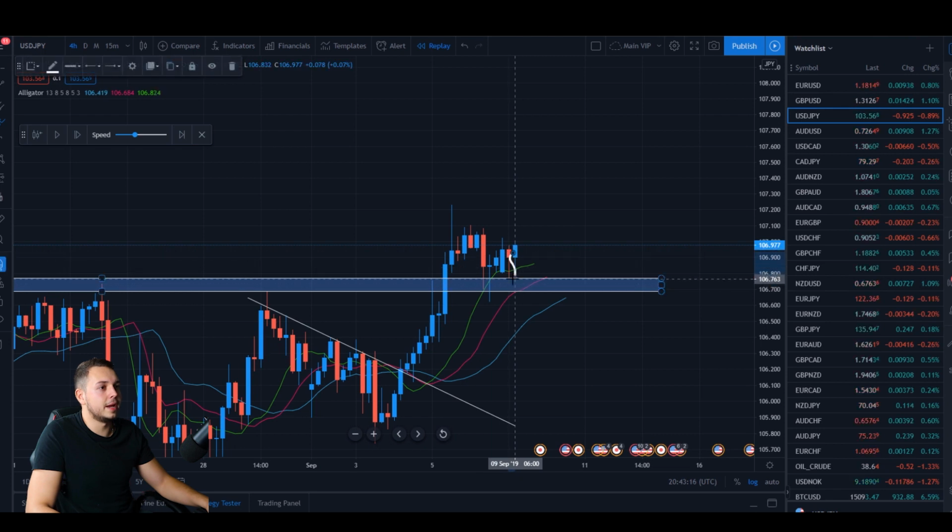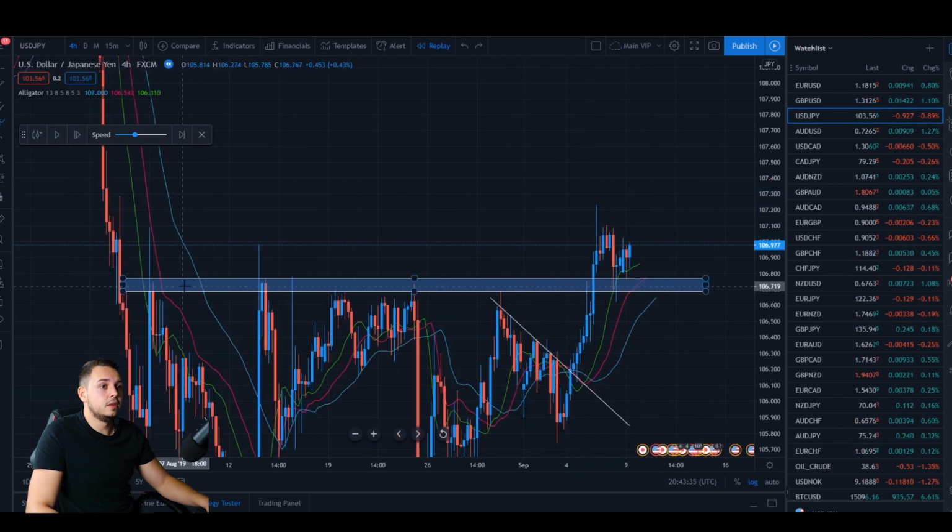As you can see, it pulled back yet again to the horizontal area of sensitivity and the green line, between the purple and the green line basically of the moving averages, or the alligator lines. And now we got a bullish engulfing candle confirmation to probably go towards the upside yet again. This zone over here has been respected multiple times.